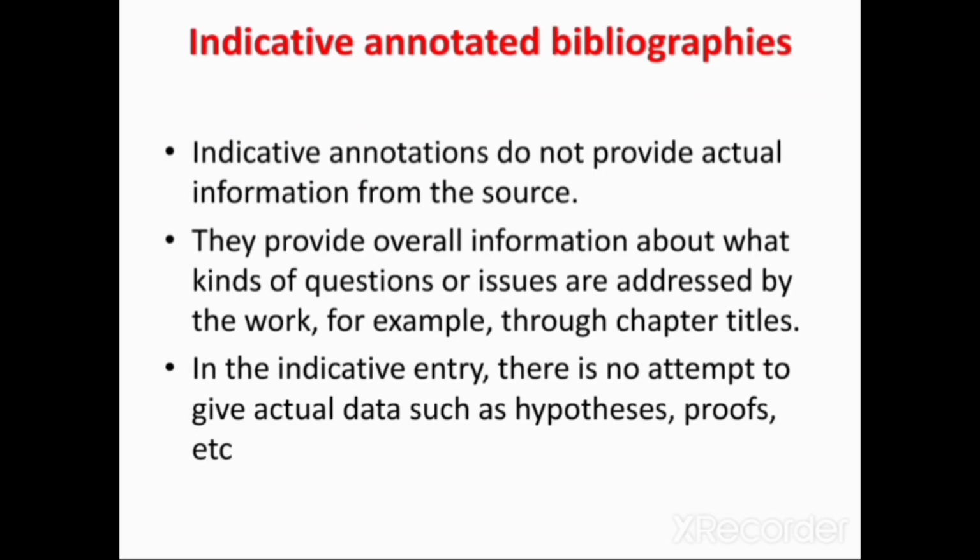Then indicative annotated bibliographies. Indicative annotations do not provide actual information from the source. They provide overall information about what kind of questions or issues are addressed by the work, for example, through chapter titles. In the indicative entry, there is no attempt to give actual data such as hypothesis, proofs, etc.